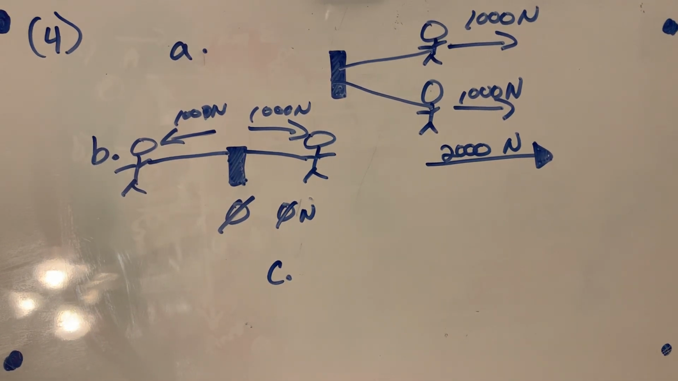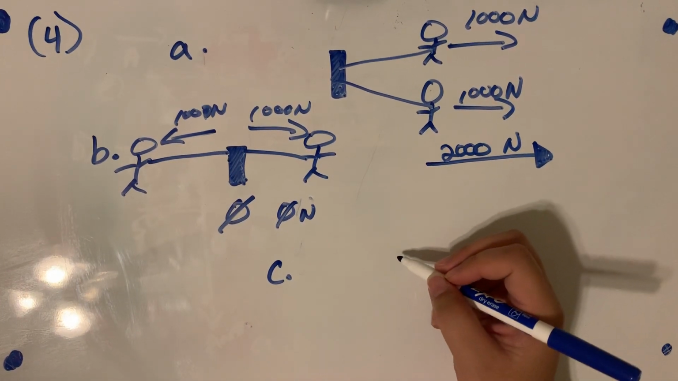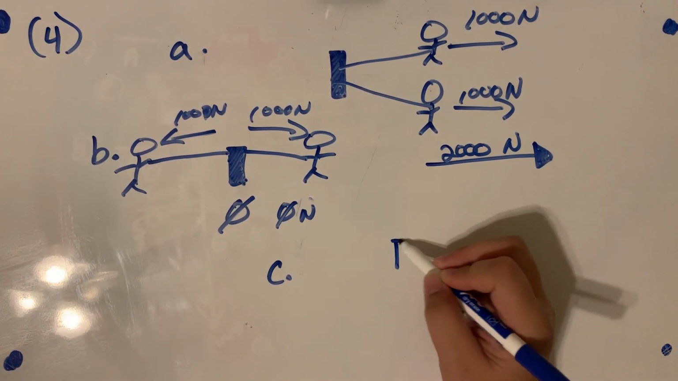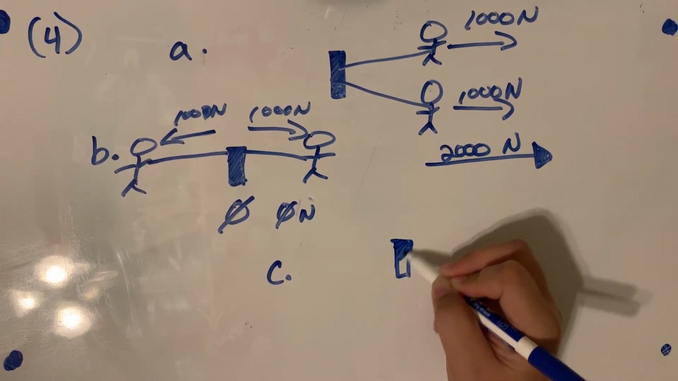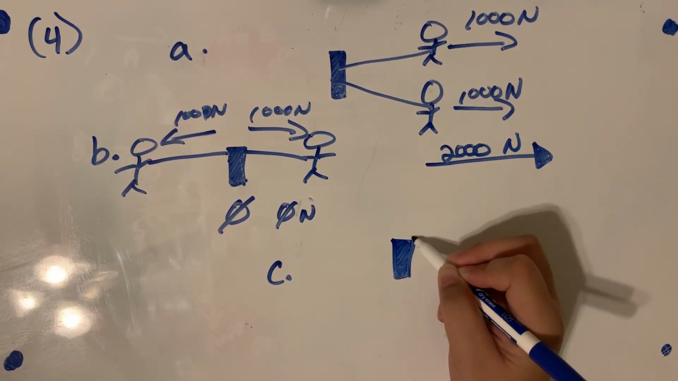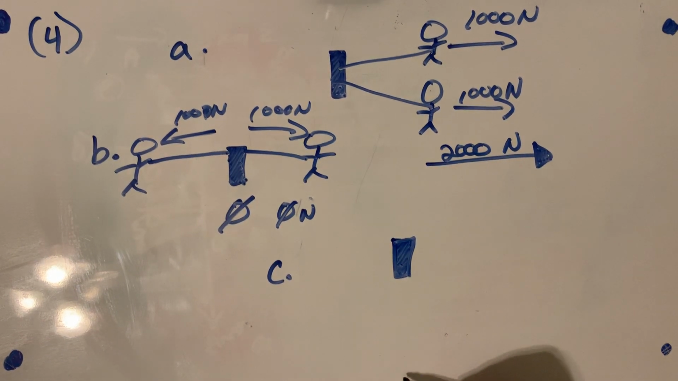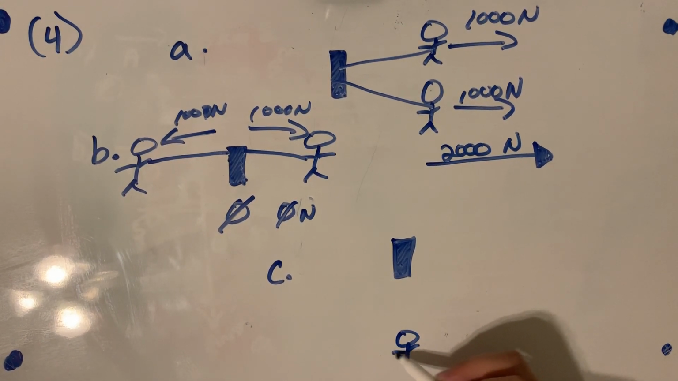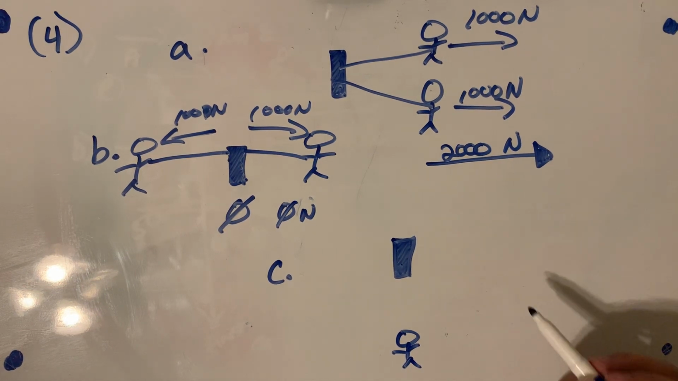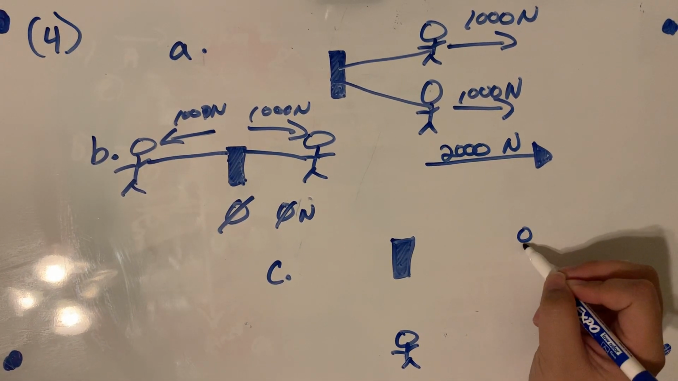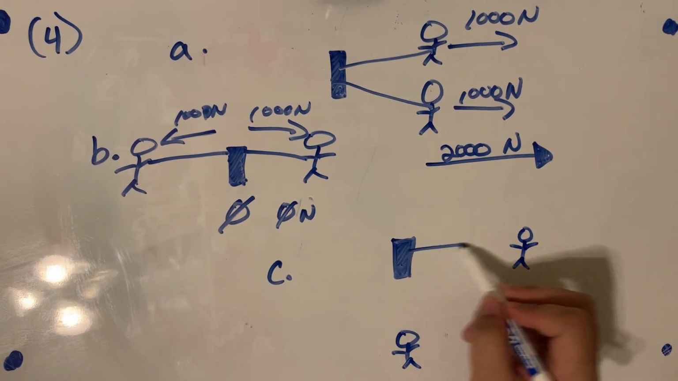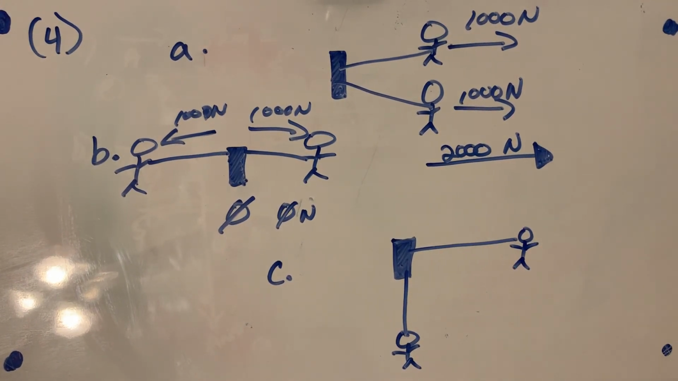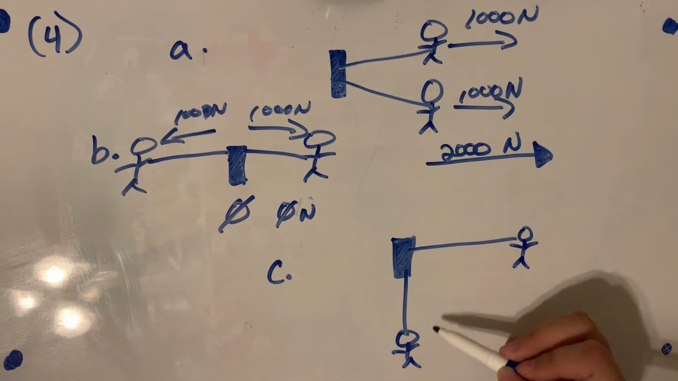Situation C. At right angle. So one of them is going to pull south and the other one is going to pull east. So here's my heavy object again. One is pulling south, so I'm going to draw one guy down here. One is pulling east, so I'm going to draw the other guy over here. Pull, pull. Oh, guess what? I created a right triangle.